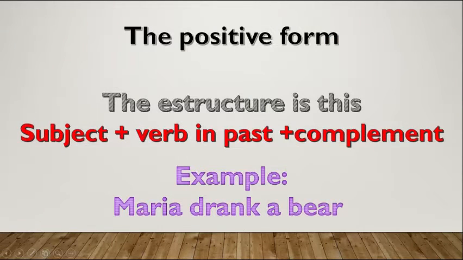The positive form of the past simple is so easy, and the structure is subject plus verb in the past plus complement. An example: Maria drank a beer.